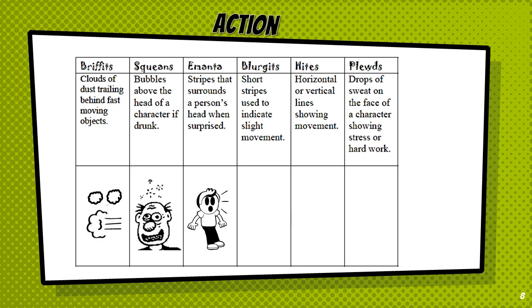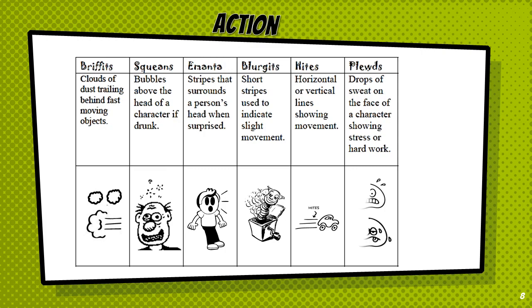Blurgets are short stripes used to indicate slight movement. Heights are horizontal or vertical lines showing movement. And then plumes are drops of sweat on the face of a character showing stress or hard work.